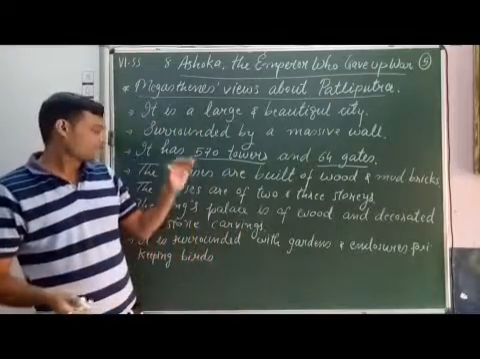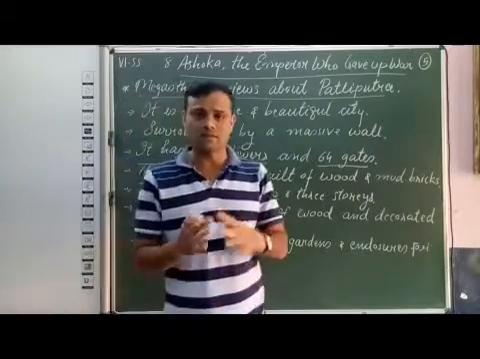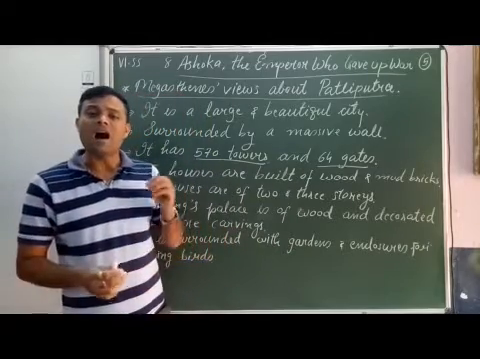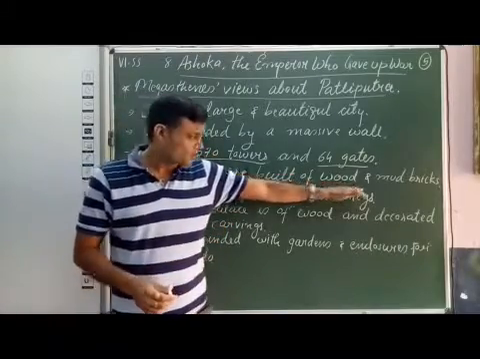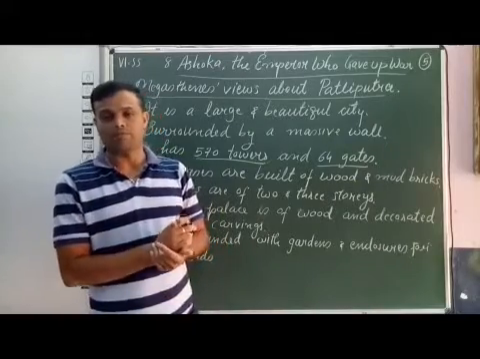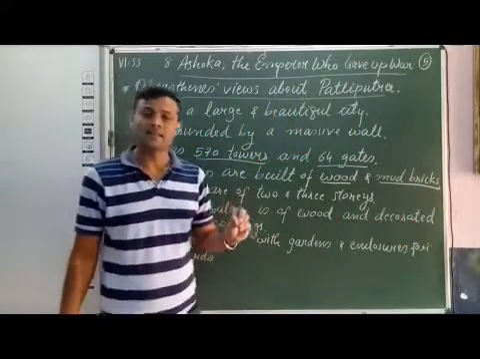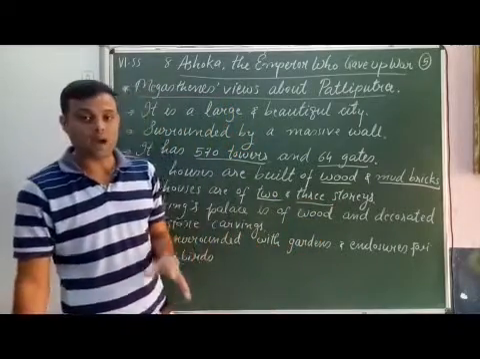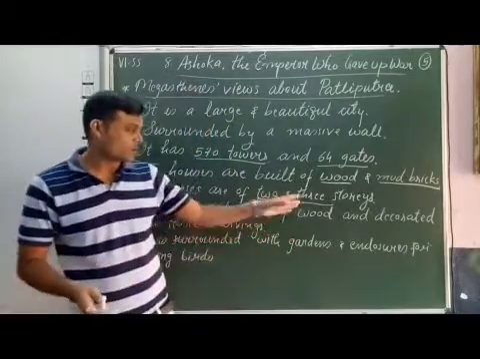Further he wrote about the houses. He has given the description of the houses and the emperor's palace in Patliputra. He wrote the houses in Patliputra are built of wood and mud bricks, and the houses are of 2 or 3 stories. They are not of a single story.